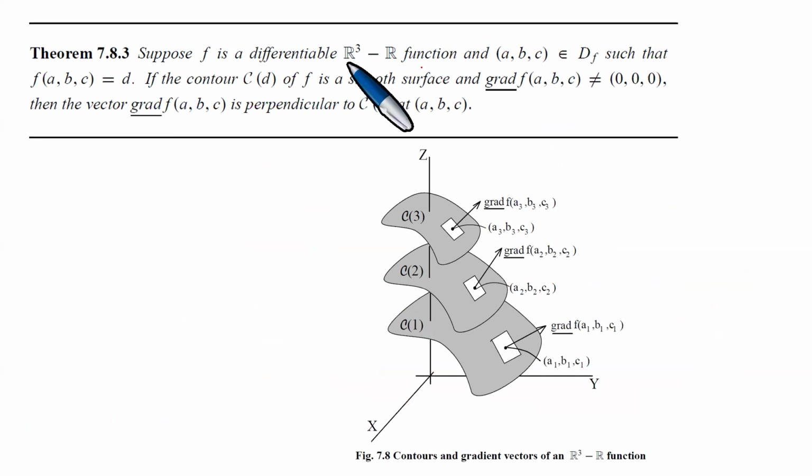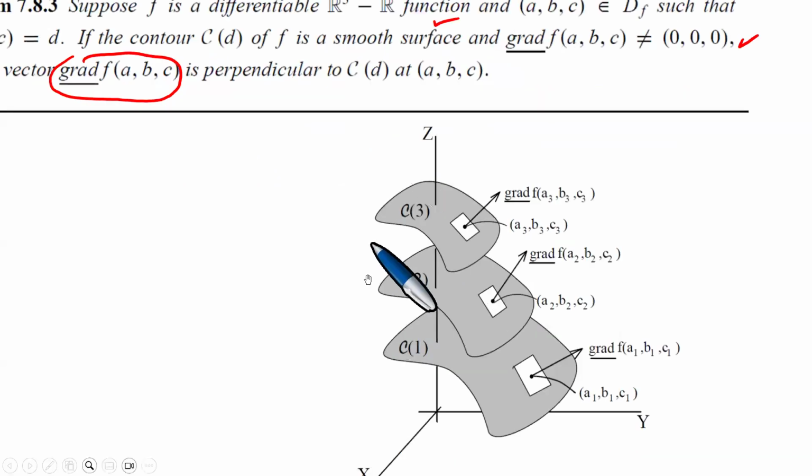So now suppose f is differentiable in a function like that. If the contour of this is a smooth surface, we're starting with smooth surfaces, and the gradient at a, b, c is not 0, then the gradient is perpendicular to c at that point. Right. So in other words, this is very important. This one is perpendicular to c.